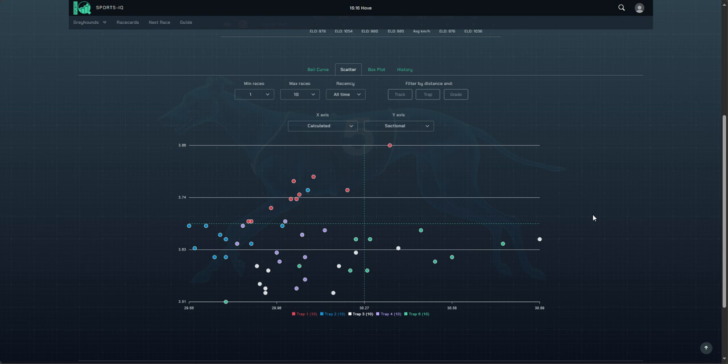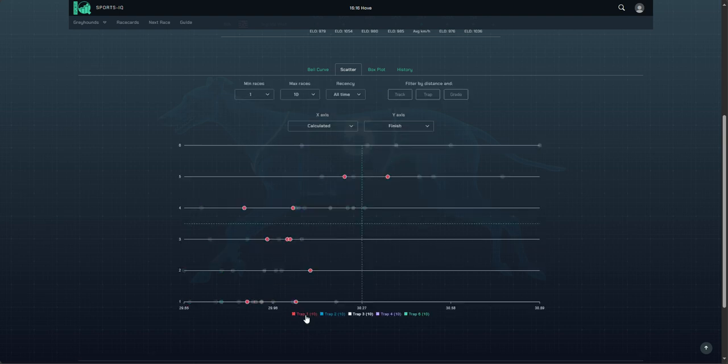Trap 6 will be my lay bet looking at this, so trap 2 to win and trap 6 to not. Now before we look at the results, let me quickly show you how you can filter the X and Y axis to create even more scatters to better understand which is more likely to win or lose. A personal favourite of mine, and one we have used in the Twitch streams along with the sectional filter, is using the X axis remaining as calculated along the bottom and changing the Y axis to finish.